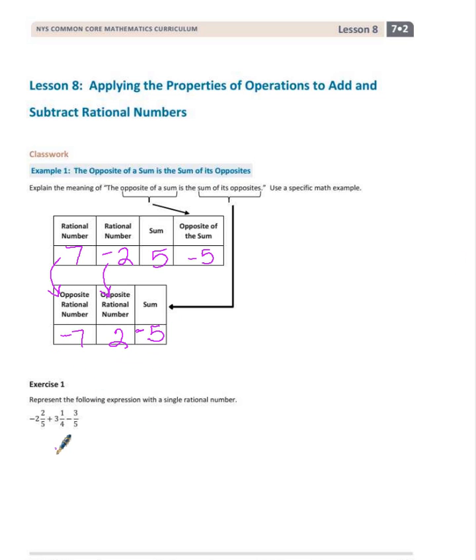Exercise 1 says, represent the following expression with a single rational number. So the first way we're going to do it is by getting common denominators. So when we look at our denominators, we have a 5, a 4, and a 5. What do all three of those have in common? What can they go into? Yeah, a 20, right? So I'm going to put a 20.